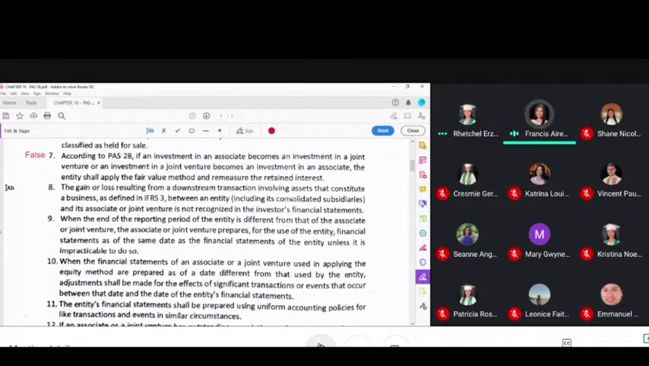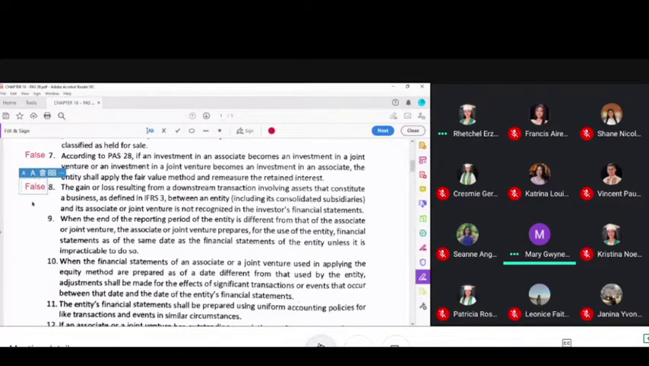Okay, number 8. The gain or loss resulting from a downstream transaction involving assets that constitute a business as defined in IFRS 3 between an entity including its consolidated subsidiaries and its associate or joint venture is not recognized in the investor's financial statements. False, sir, because it should be recognized in the investor's financial statements. Okay, that's correct. The word "not" is what makes it wrong.